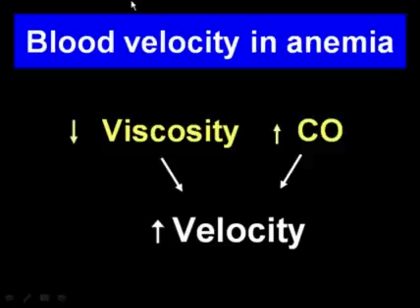At the end of the 80s, we came up with a hypothesis. We said if the fetus is anemic, the blood viscosity decreases and the cardiac output probably increases. The consequence of these two effects is that the blood velocity must increase.